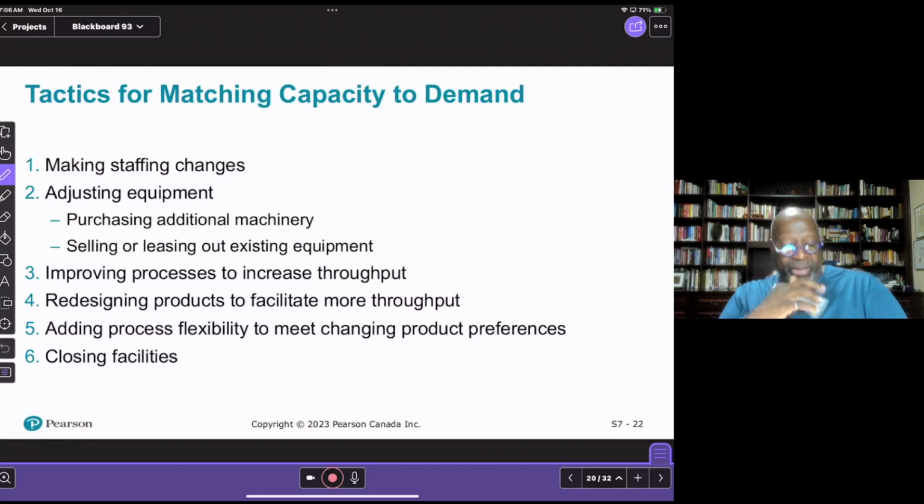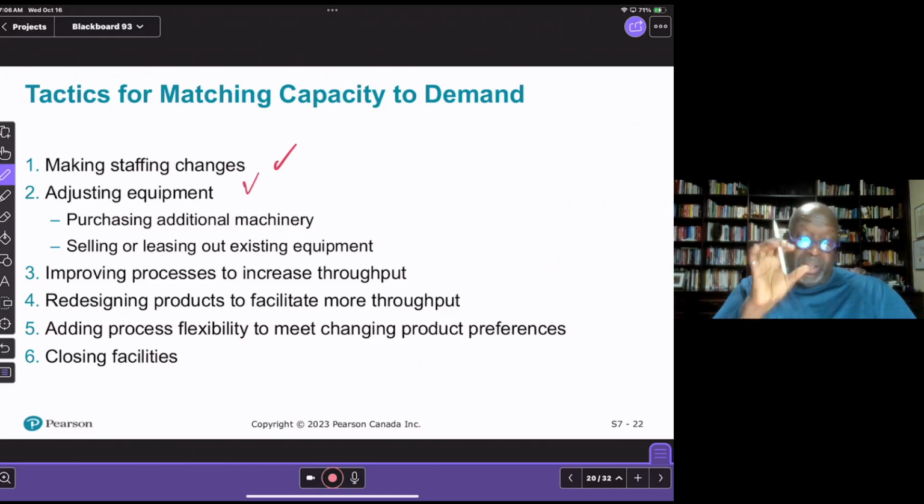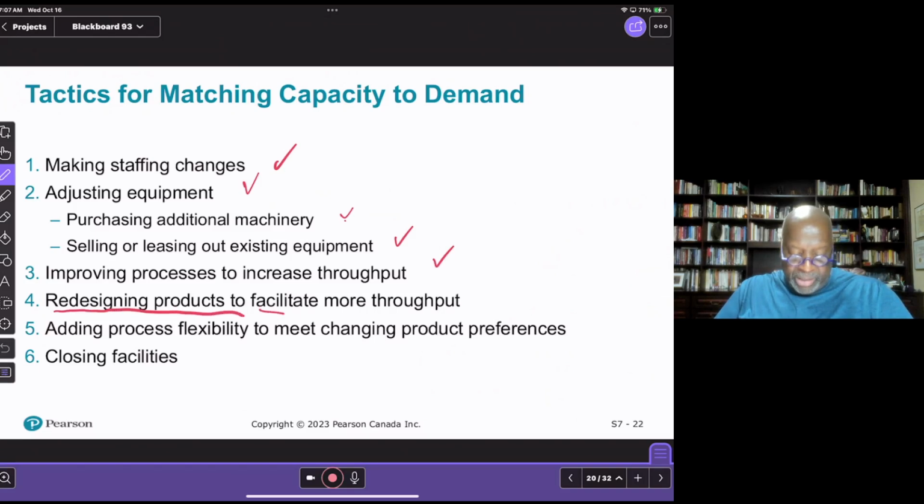In terms of other tactics for matching capacity to demand, which is actually a very important function in operations management, you could make some staffing changes. You could adjust your equipment, the speed and capacity of your equipment. You could purchase additional machinery if you need to increase your capacity. You could also sell or lease existing equipment. You could also do outsourcing, which is a very popular thing to do. You could improve your processes to increase your throughput. You could redesign your products to facilitate better efficiency and better throughput.